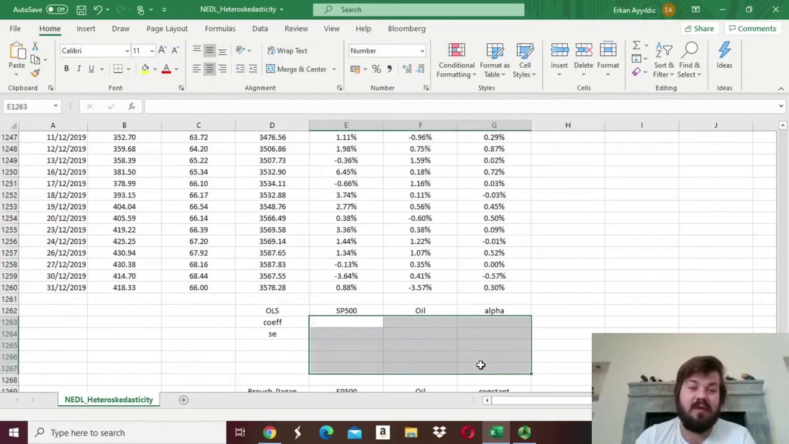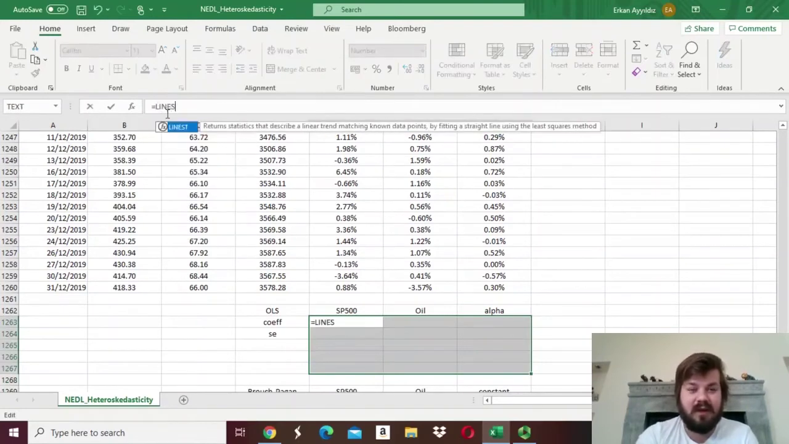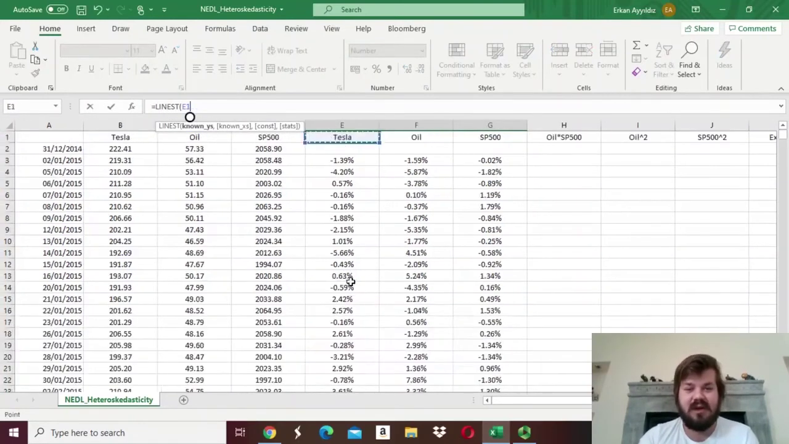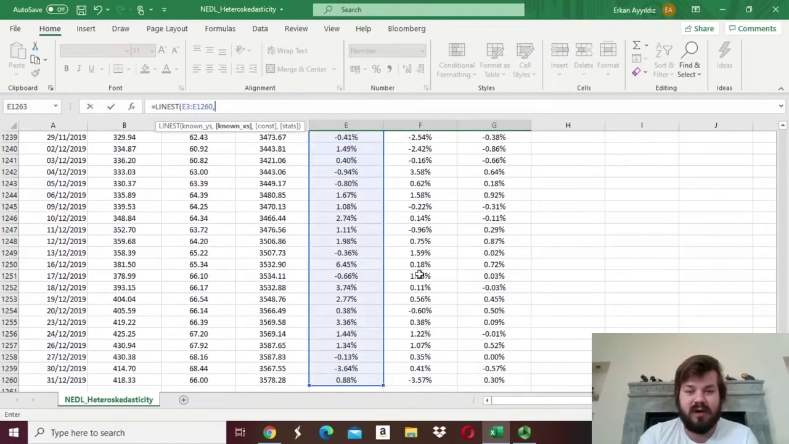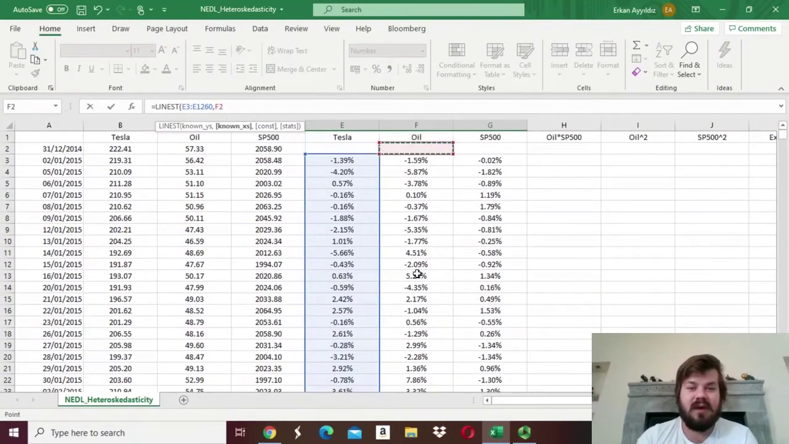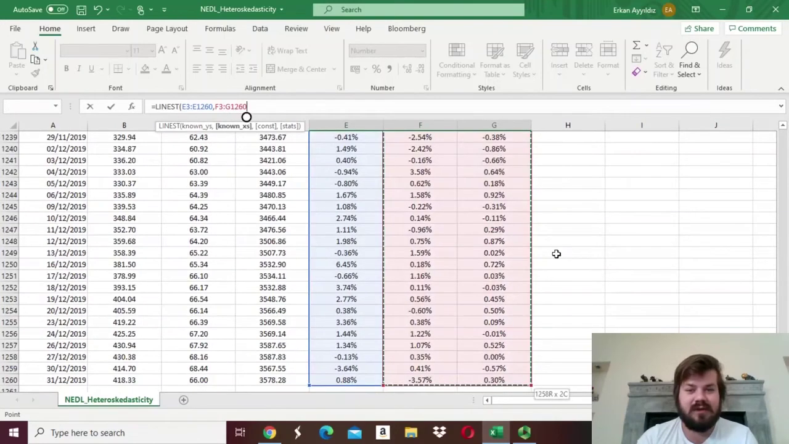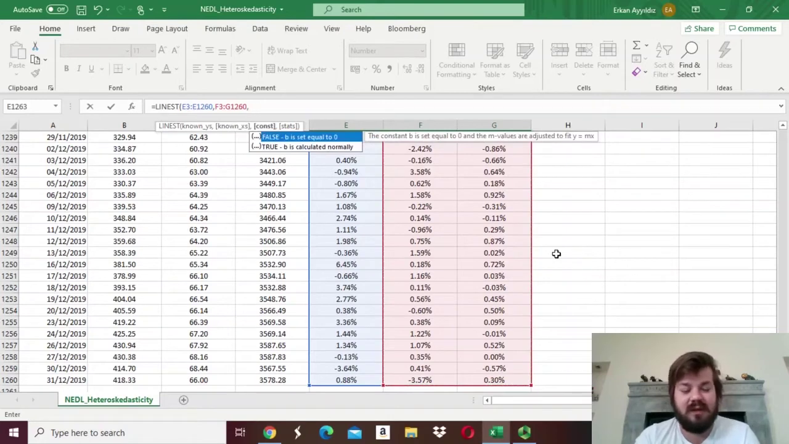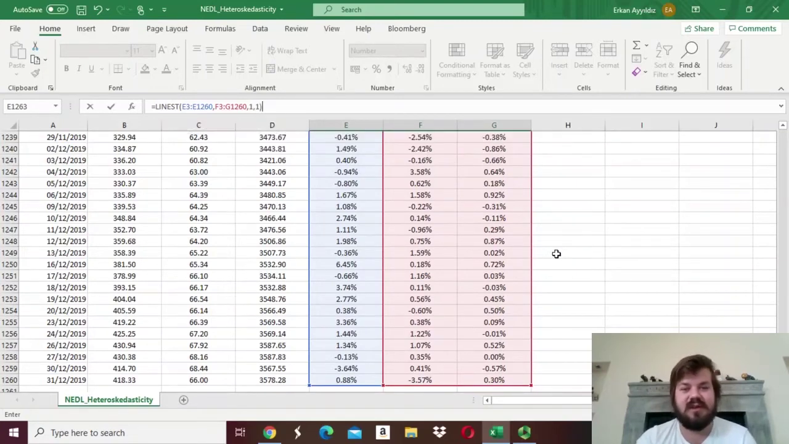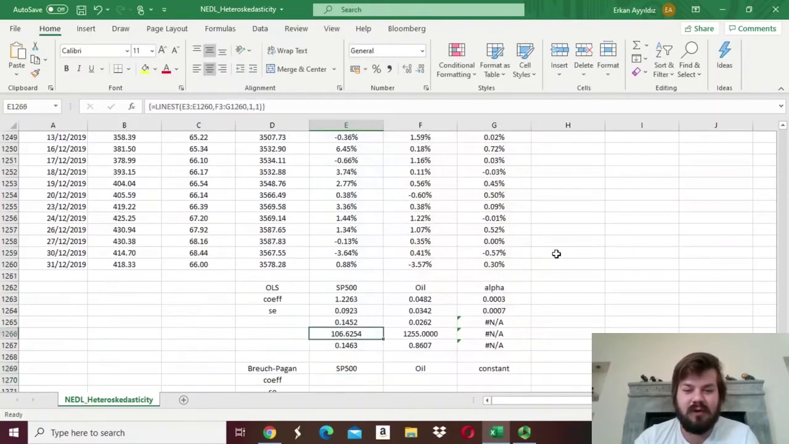So we need to select a 3x5 array, apply the LINEST function for linear estimation, select the array of Tesla returns, our Ys, our dependent variables, and our independent variables, that is those two arrays of oil and S&P returns, respectively. Then we establish that we need to calculate the constant, that would be our alpha in this model, and we need the LINEST function to report additional statistics as well. And then we enforce this formula using Shift-Ctrl-Enter, as it is a matrix multiplication formula. So Shift-Ctrl-Enter, and we get our model output.